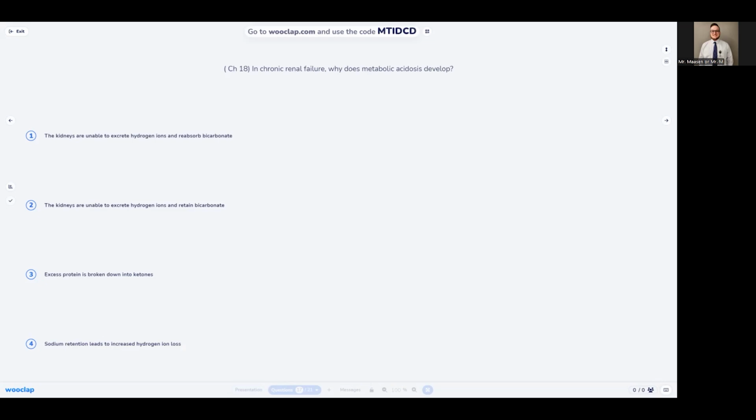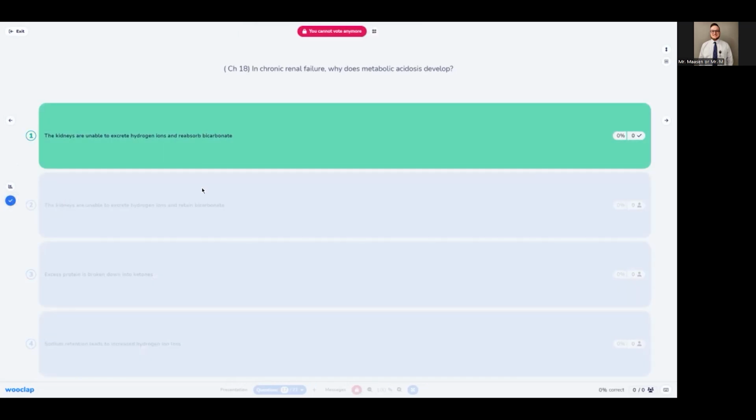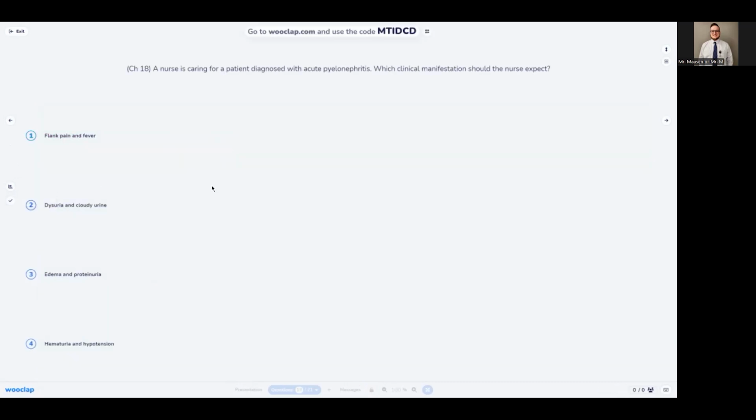So if I had chronic renal failure, why does metabolic acidosis develop? Right. Number one, kidneys are unable to excrete hydrogen effectively and reabsorb bicarb. That's one of their main acid-base balance jobs, and they can't do that effectively if they're in chronic failure.